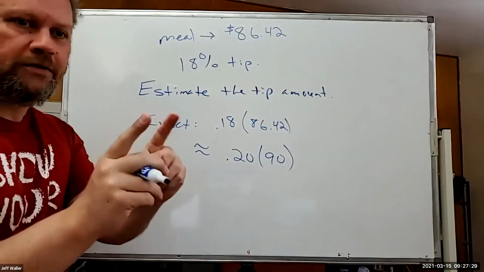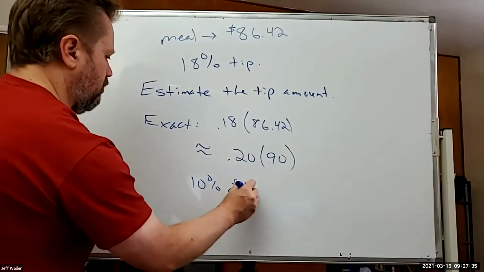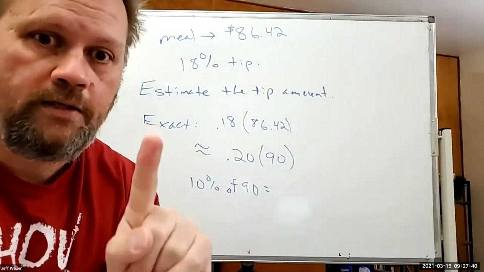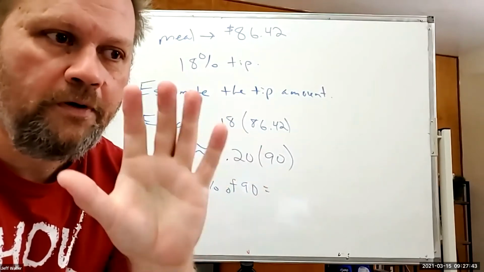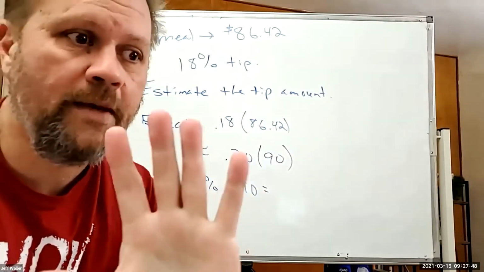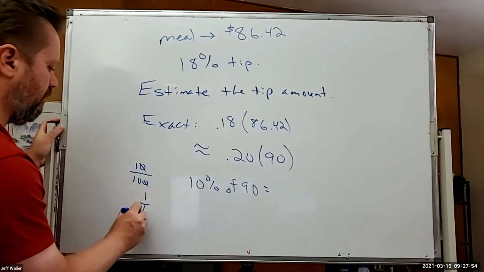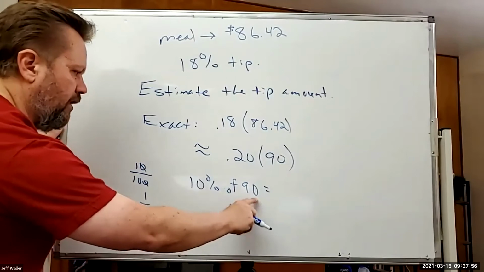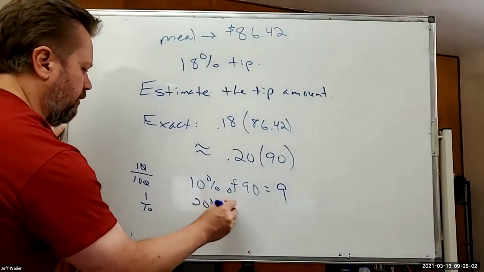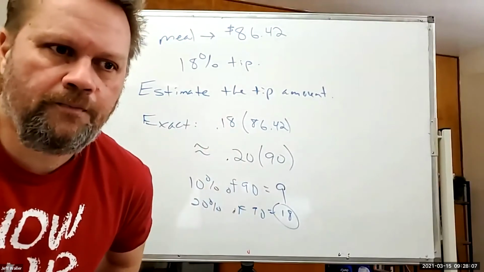Here's a cool way to do this. What's 10% of 90? That should be easy. $9. I love it. 10% of anything is that thing divided by 10. Why does that make sense? Isn't 10% 10 over 100, which is 1/10? That's why 10% of anything is that thing divided by 10. So what's 10% of 90? $9. So what's 20% of 90? 18. Is that a little high or a little low?